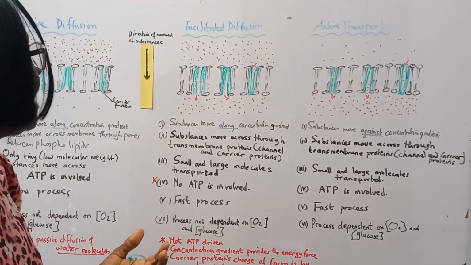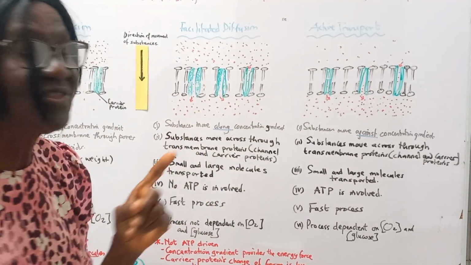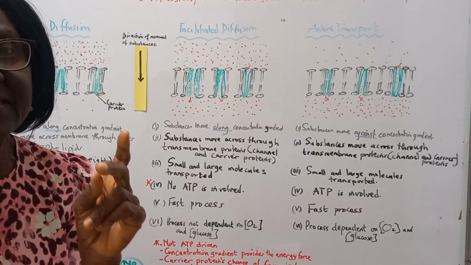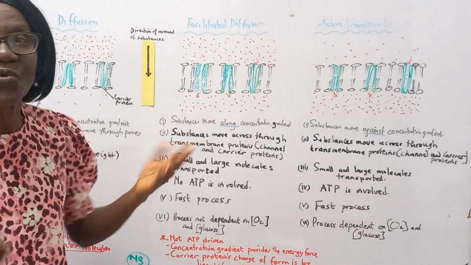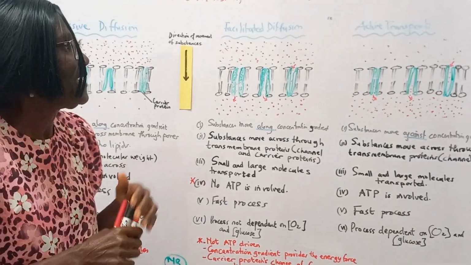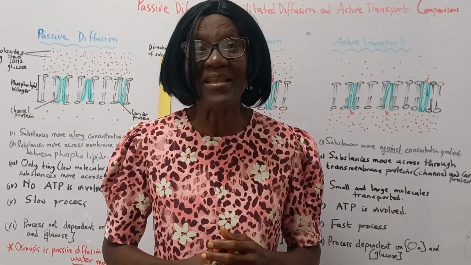So to sum it up, passive diffusion occurs if there is concentration gradient, if the substance is tiny or small, and can go through the pores. Sometimes there's no concentration gradient, right? And then facilitated diffusion or active transport is working. This is what time allows us today.